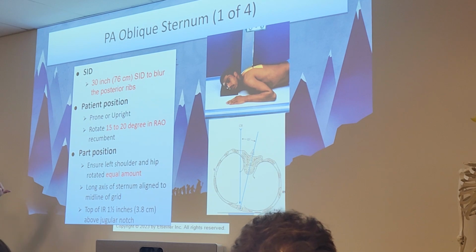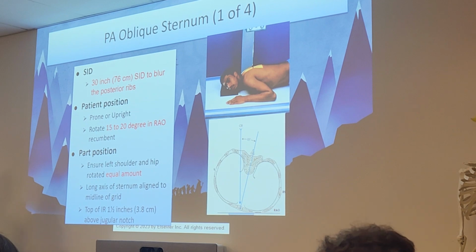Now also you can put the top of your IR 1.5 inches above the jugular notch, if you don't want to use the method I was talking about. It's another way to make sure you're centered correctly. But for me personally, once again, jugular notch to zygomatic process, you're going to get it every single time. Easiest way to make sure that you're centered correctly.